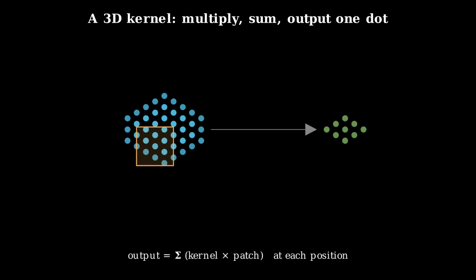Each step it takes eats one position off the output, so the output is always a little smaller than the input. Padding adds a border of zeros around the edge to keep more of it, and stride is just how far it hops each time.